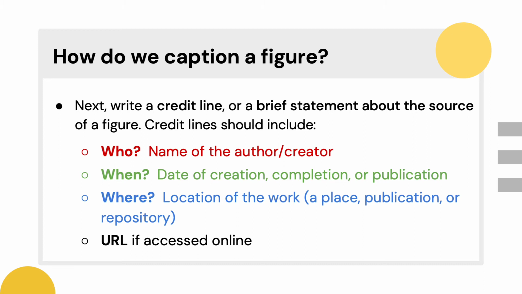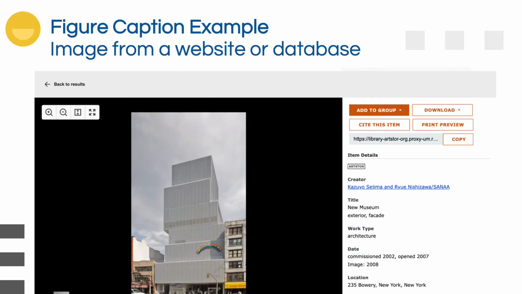The who, or the name of the author or creator. The when, which is the figure's date of creation, completion, or publication. The where, the location of the figure, such as a geographic place, a publication, or a repository. And the URL for figures accessed online. I found this image of the New Museum through JSTOR, so let's walk through how we complete a figure caption for an image from a database.